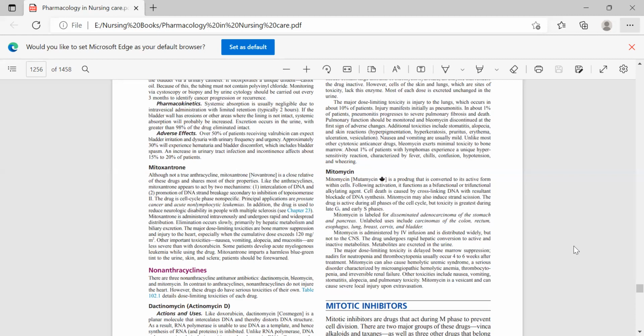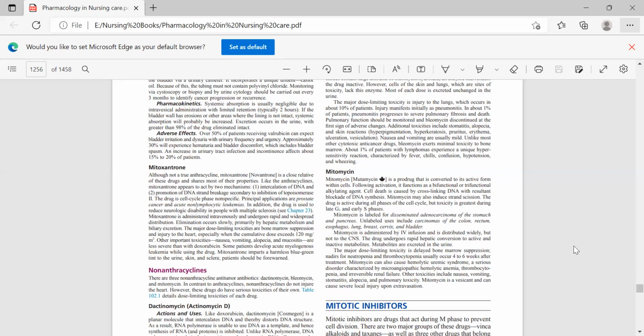Mitomycin is administered through IV infusion, and distribution is wide but not in the CNS. The drug undergoes rapid hepatic conversion to active and inactive metabolites, and metabolites are excreted in the urine. The toxicity is delayed bone marrow suppression with neutropenia and thrombocytopenia, usually occurring 4 to 6 weeks after treatment.